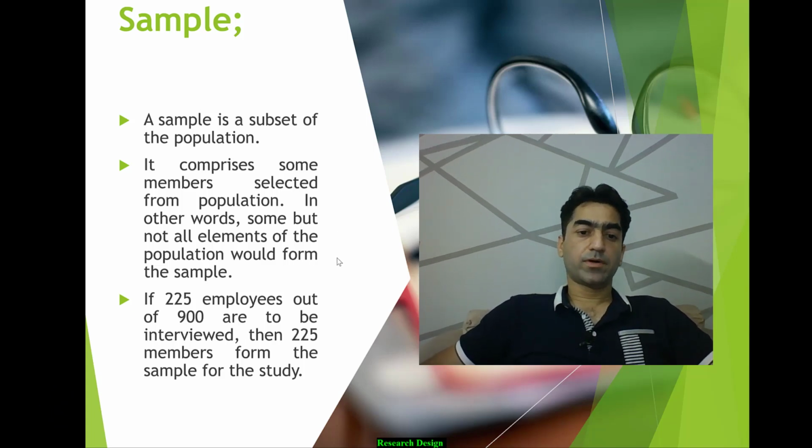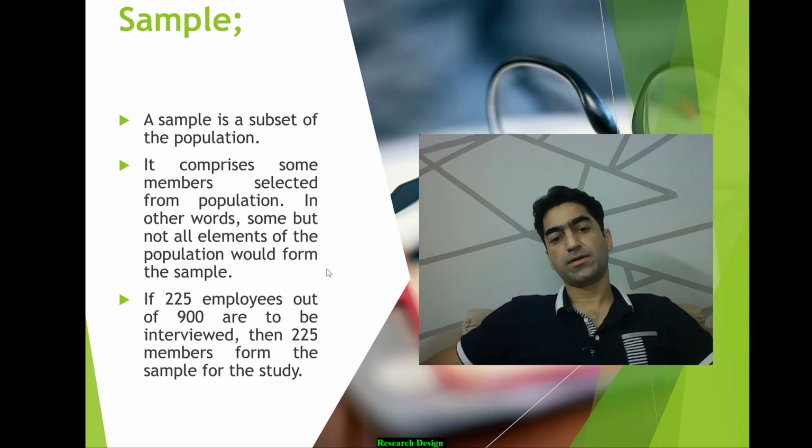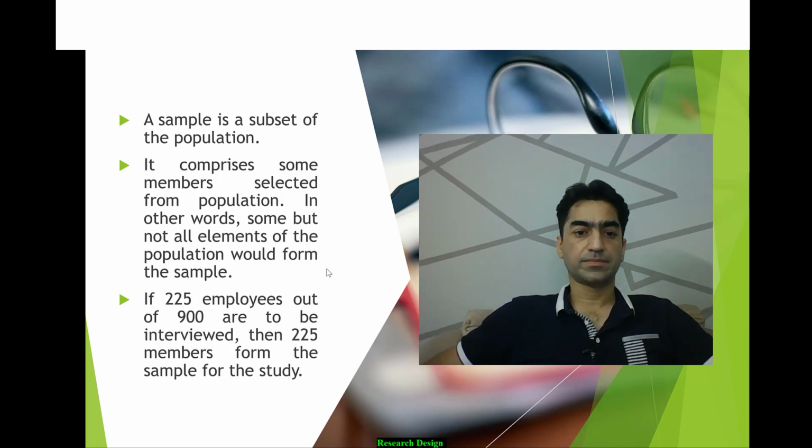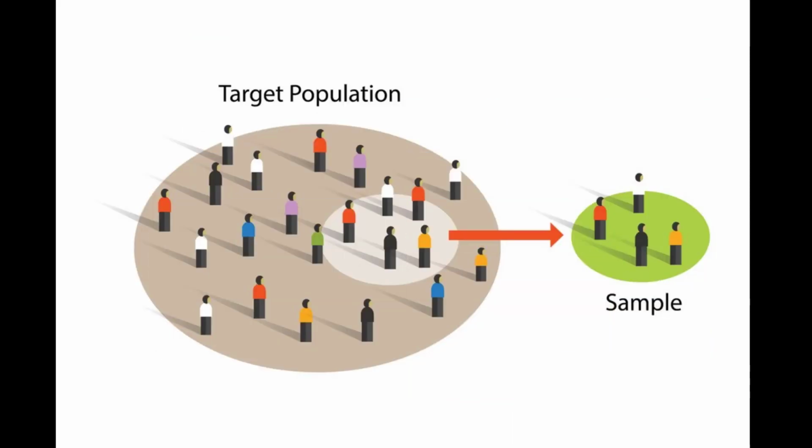The third important aspect of the research design or setting the methodology is the sample. A sample is a subset of the population. It comprises some members selected from the population. In other words, some but not all elements of the population would form the sample.